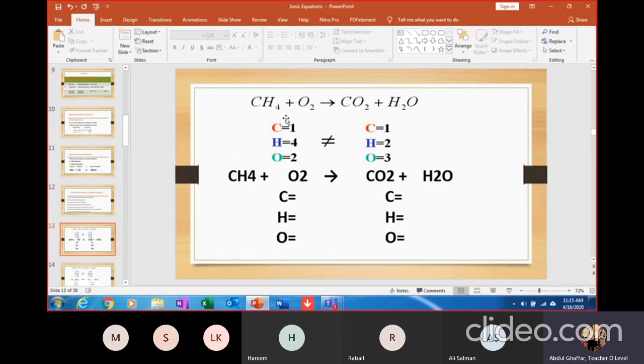Now look at this example. This is the chemical equation where methane is reacting with oxygen and it will produce CO2 and H2O. This is the first rule, that we have written the correct chemical formula of the compounds, right? And how are we checking the chemical equation: carbon is 1, hydrogen 4, oxygen 2 on the reactant side, and carbon 1, hydrogen 2, oxygen 3 on the product side. So this is an unbalanced chemical equation which you are seeing right now.